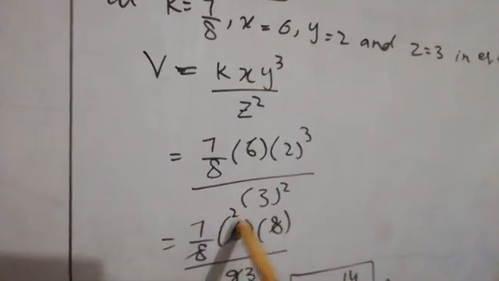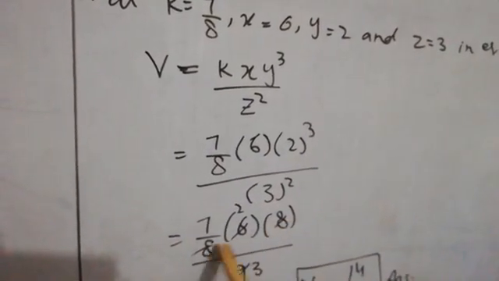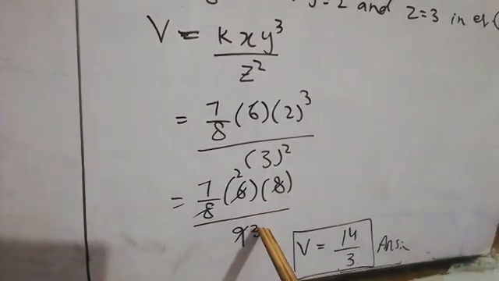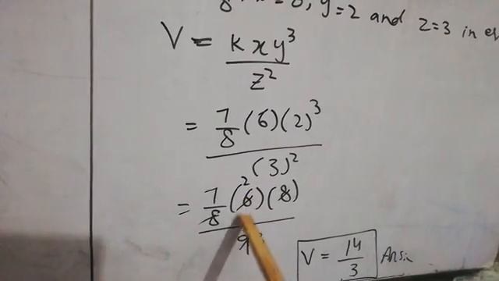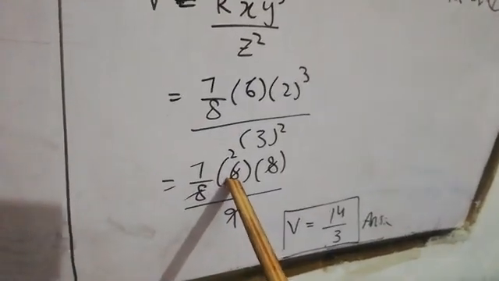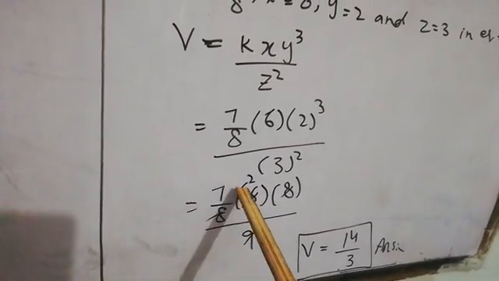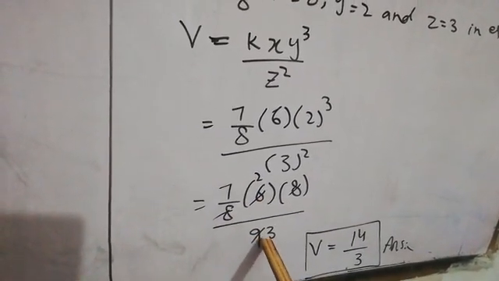7 by 8, 6 multiplied by the cube of 2, which equals 8. These 8s will cancel each other. And now here we have 3 square, which equals 9. 6 and 9 are both divisible by 3, so we will divide by 3. 3 ones are 3, 3 twos are 6, 3 threes are 9. Now we multiply the numerator values. 7 twos are 14, and this is the 3.